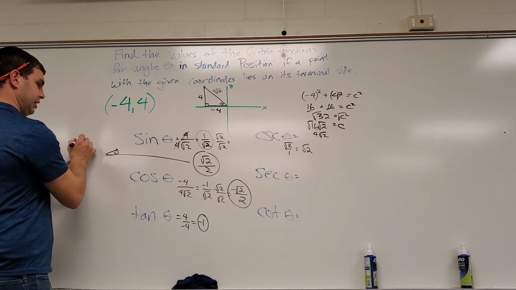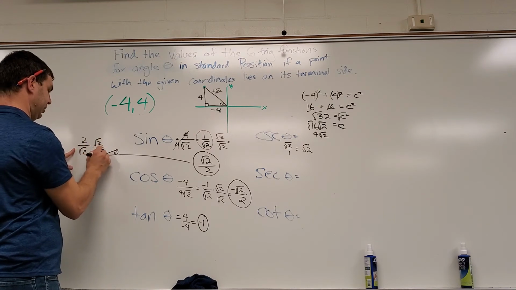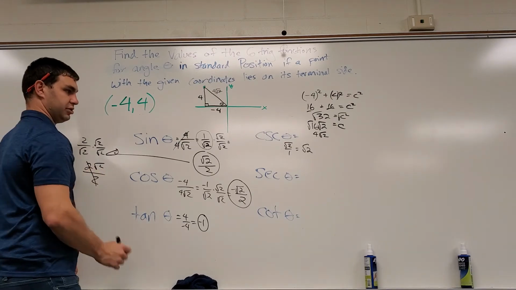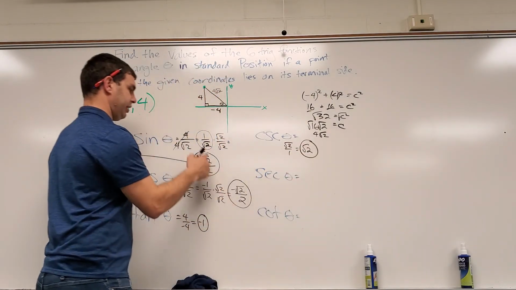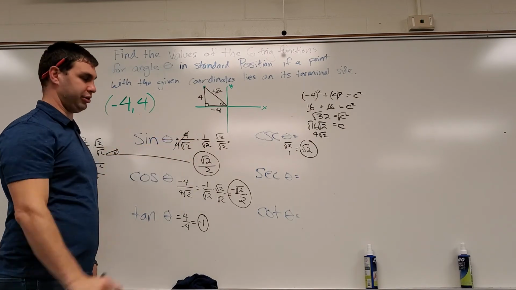If I flip it, 2 over the square root of 2, rationalize the denominator, and we get 2 square roots of 2 over 2. Those cancel, which is just the square root of 2. Or you can think back to what I had before. It might make it an easy flip.